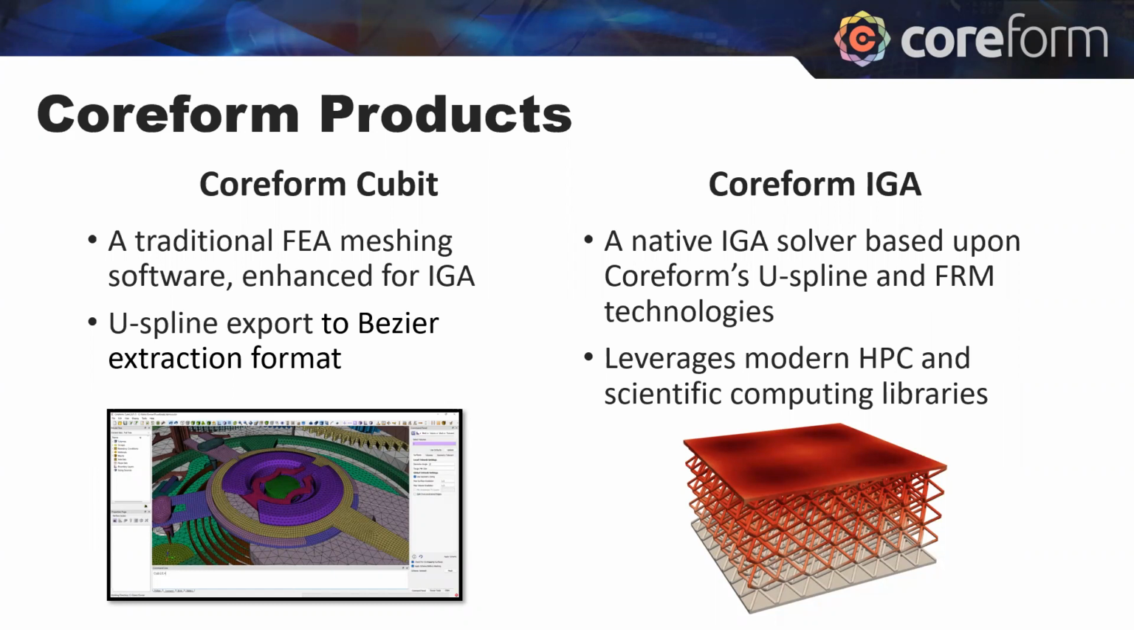Some of the things we've been adding in there are our U-Splines into Cubit and the ability to export them to a format that a lot of folks doing research in IGA are familiar with, this Bezier extraction format, as well as we can prepare our flex representation models in Coreform Cubit. And then we're also writing Coreform IGA, which is a native isogeometric analysis solver from the ground up based on our technologies. However, we are leveraging modern high-performance computing and scientific computing libraries, such as PETSc, so that we can do massively parallel solves and be really performant.